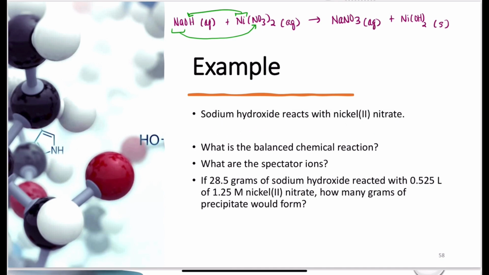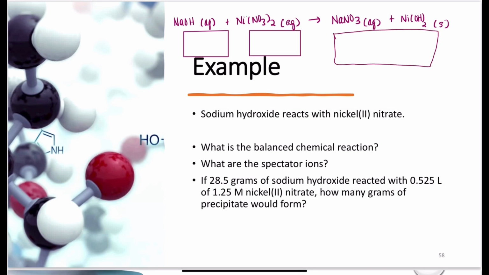Next, I want to know what the spectator ions are. Well, to do the spectator ions, you really need to think about what's in solution and what's not doing anything. So let's think about what's in solution, in this first picture, in this second picture, and in the product side. Here I have sodium ions and hydroxide ions. They're just floating around being supported by water, minding their own business. Nickel nitrate, I have a nickel ion, 2+, 1 nickel 2+ for every 2 nitrates in solution.